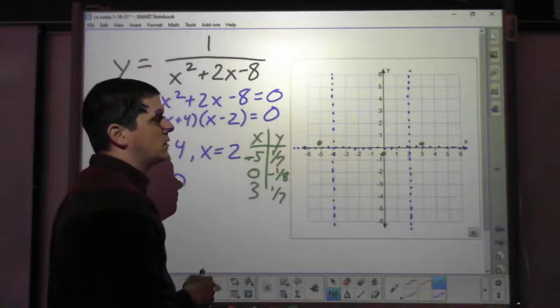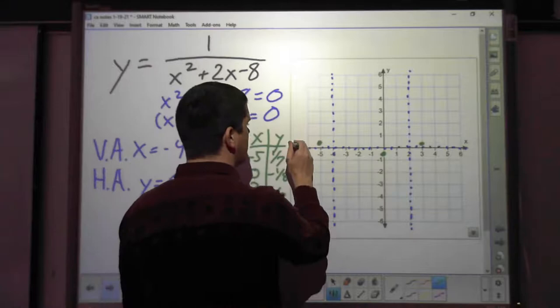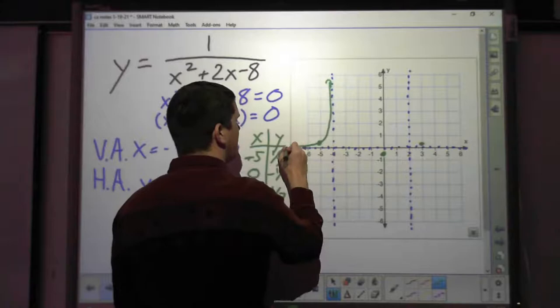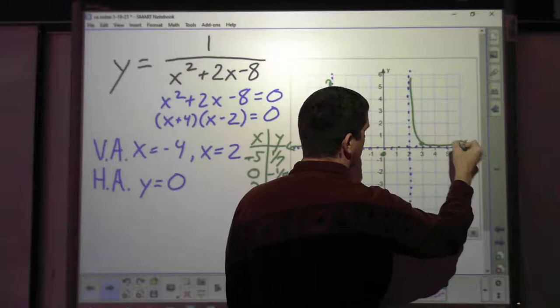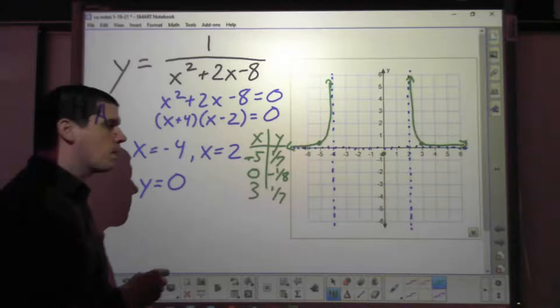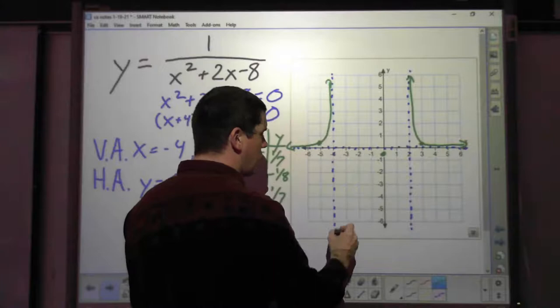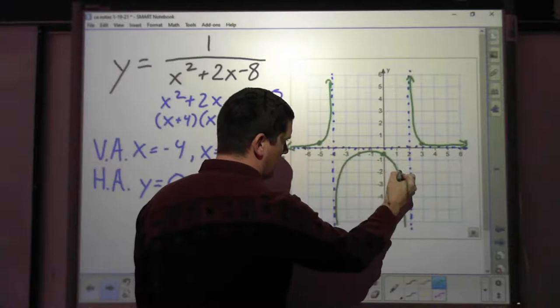So if I go to graph this, again, I'm going to follow those asymptotes. So this guy right here is going to look like this. This guy all the way to the right is going to look like that. Now, I still need to follow these asymptotes, and I'm going to get close to this line right here. So my graph is going to look something like this.